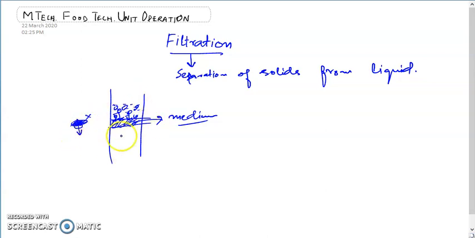So the liquid will pass through it and the solids will remain near the filter medium, and that solid aggregation is known as filter cake. Now, what is actually the basic theory of filtration? Let us discuss the basic theory.